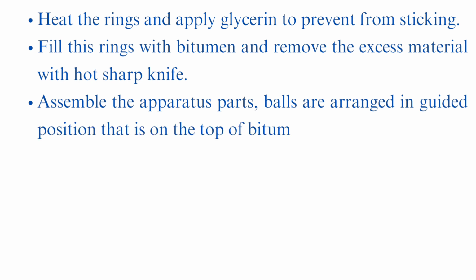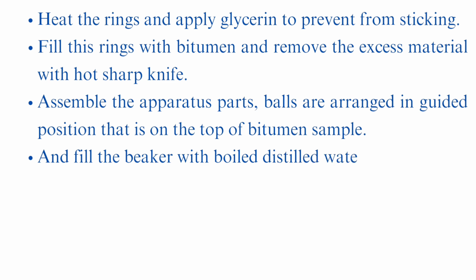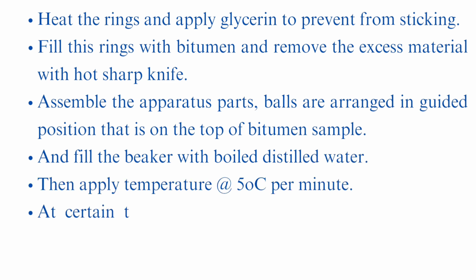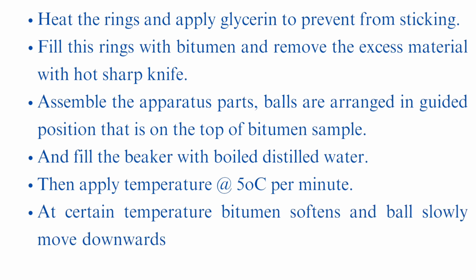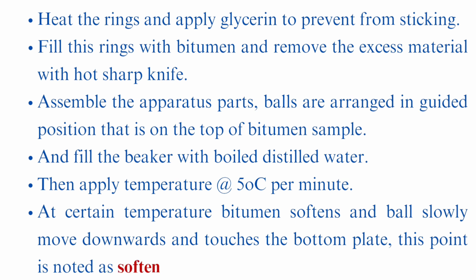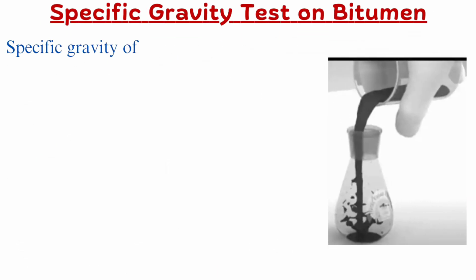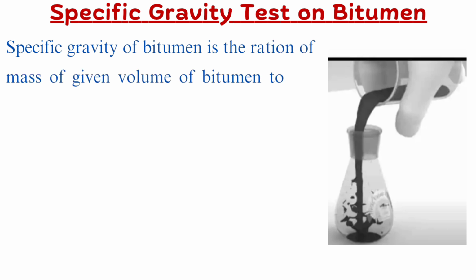Softening point test on bitumen. Softening point of bitumen indicates the point at which bitumen attains a particular degree of softening under specified conditions of the test. Take a small amount of bitumen sample and heat it up to 75 to 100 degrees centigrade. Ring and ball apparatus is used to conduct this test. Heat the rings and apply glycerin to prevent sticking. Fill this ring with bitumen and remove the excess material with a hot sharp knife.